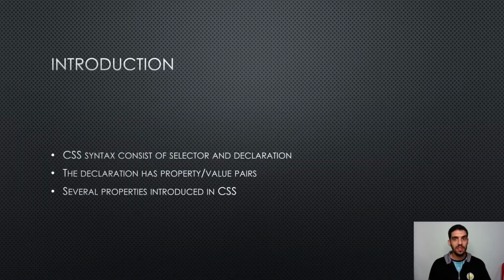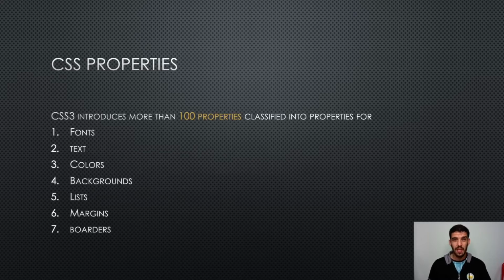As we discussed in the previous video, each CSS sentence consists of two parts. The first is the selector and the second is the declaration. A declaration itself is a combination of a pair of properties and values. So each property has values for it. CSS introduces a variety of properties, and to be exact, there are more than 100 properties introduced in CSS3.